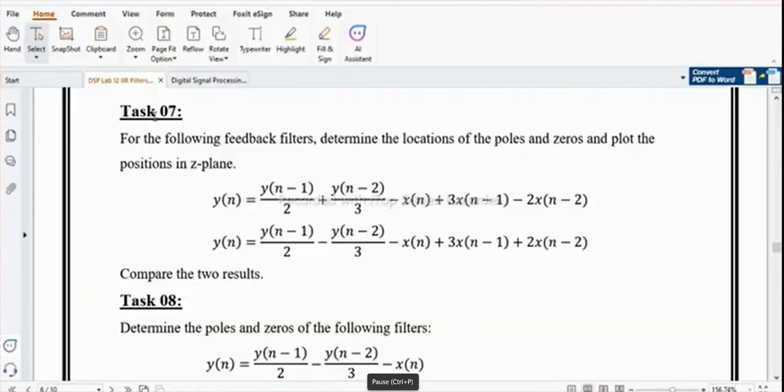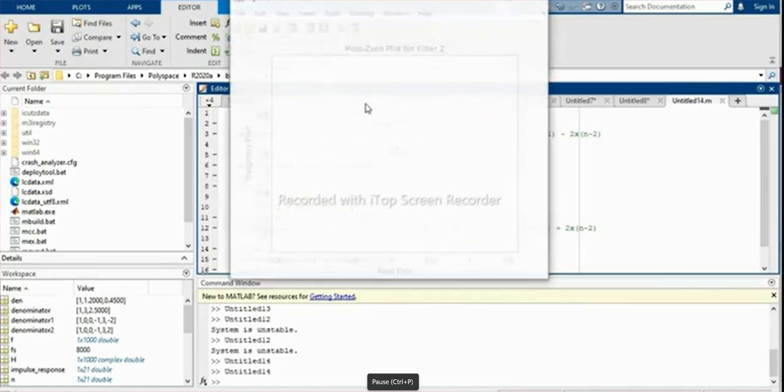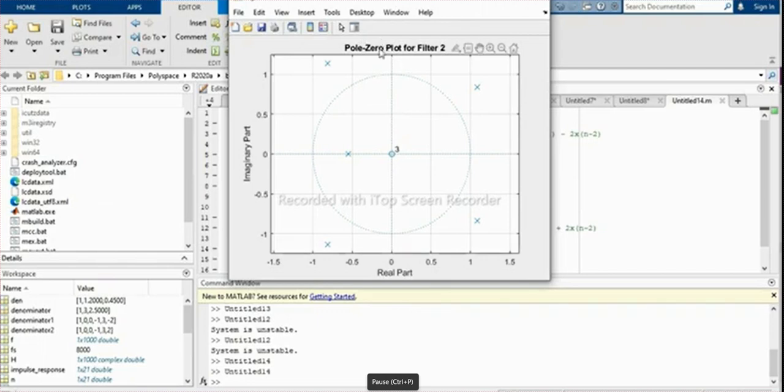Next, task number 7. For the following feedback filters, determine the location of the poles and zeros, plot their positions in the z-plane and compare these two results. So here is the MATLAB code for this task. Filter 1 pole-zero plot, filter 2 pole-zero plot, and the output of this task is the pole-zero plot for filter 2 and the pole-zero plot for filter 1.